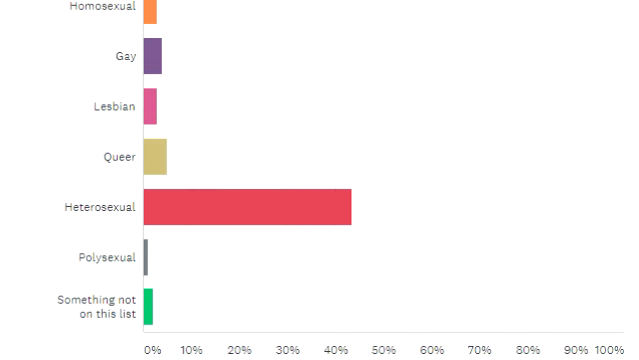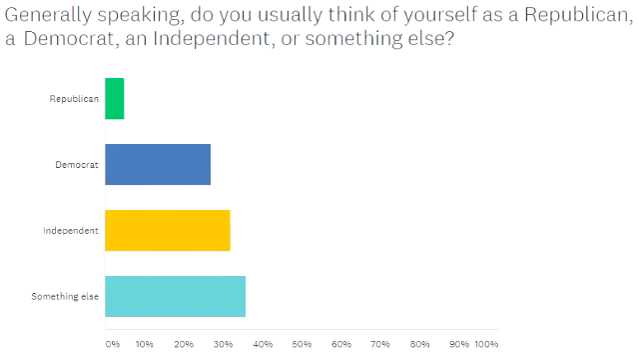a small percentage identify as homosexual or gay or lesbian, slightly larger percentage identify as queer. The majority of people who watch my channel who responded to this survey identify as heterosexual, and we have a small group of polysexual or something not on this list. The next question is one that was just available on SurveyMonkey, and I thought, yeah, cool, sounds good. So I changed the wording to be, generally speaking, do you usually think of yourself as a Republican, a Democrat, an independent, or something else?